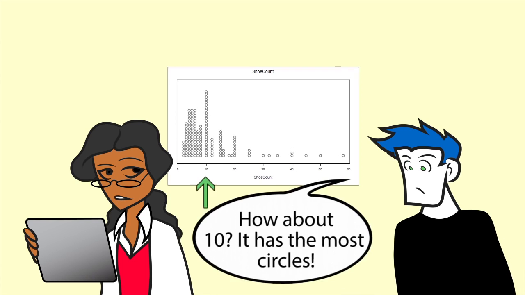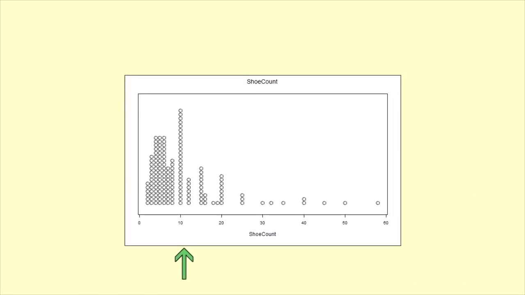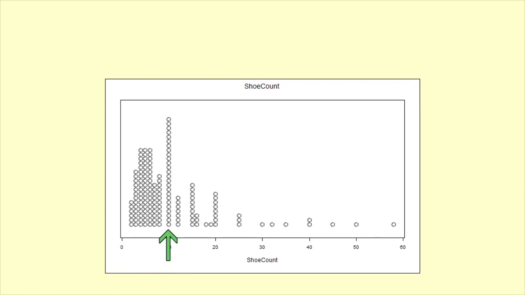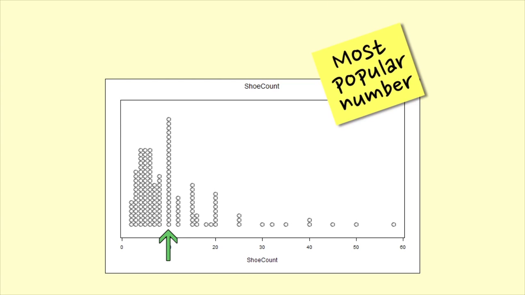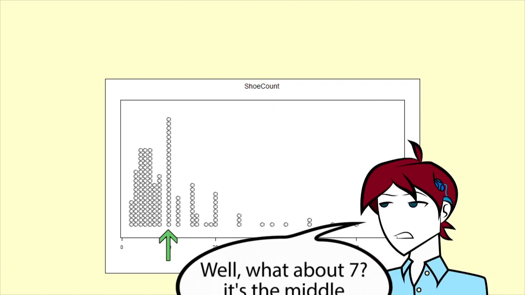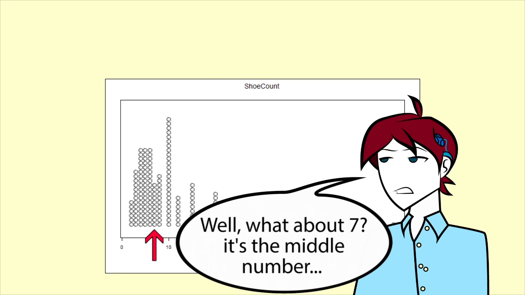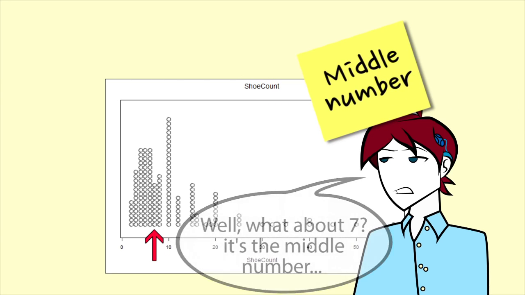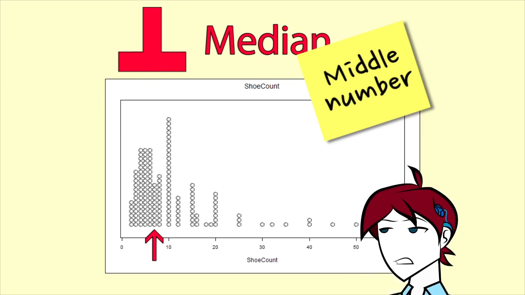10 is one possible answer. 25 people said that they owned 10 pairs of shoes. More people said they had 10 pairs of shoes than any other number. This is called the mode. Another possible answer is 7. It is the number in the middle of the distribution. It is called the median.